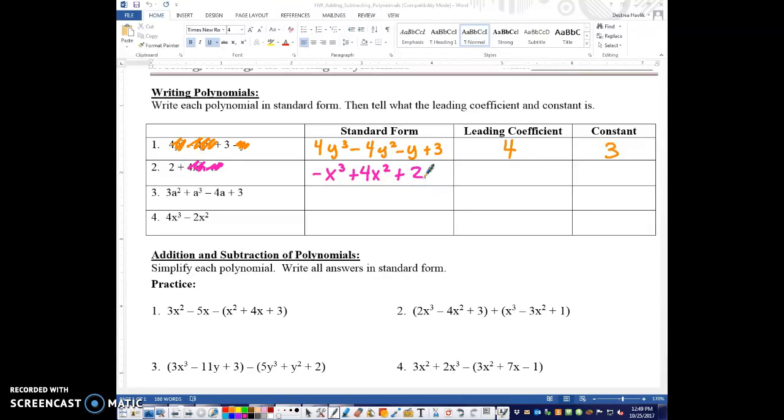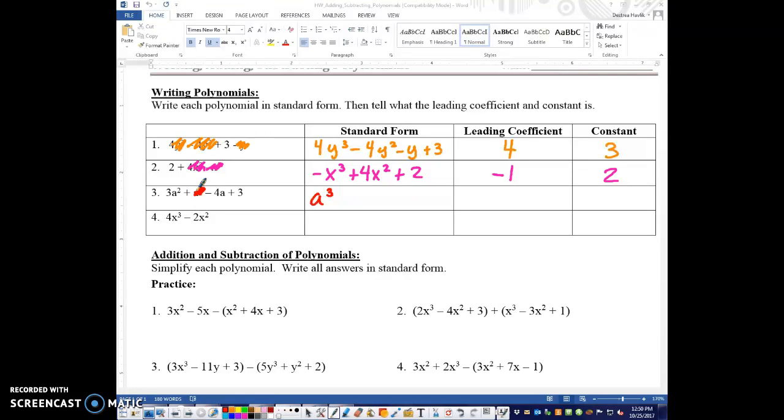So what is our leading coefficient here? Remember, there's an invisible 1, so it's a negative 1. And what's our constant? The thing without a variable, that's our 2. All right? Now, let's look at number 3. Which one has the highest exponent? A to the third.